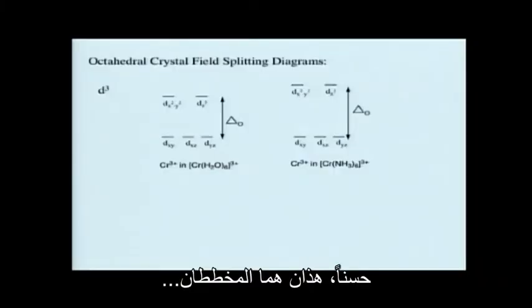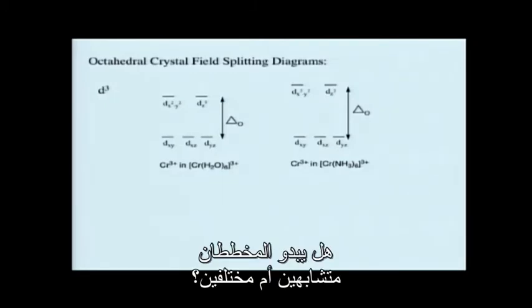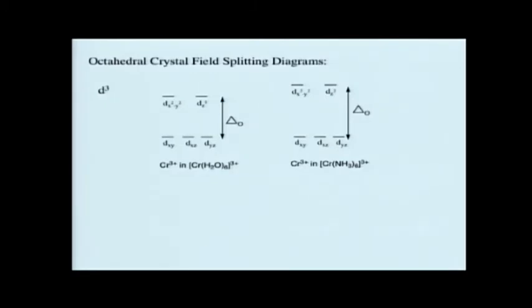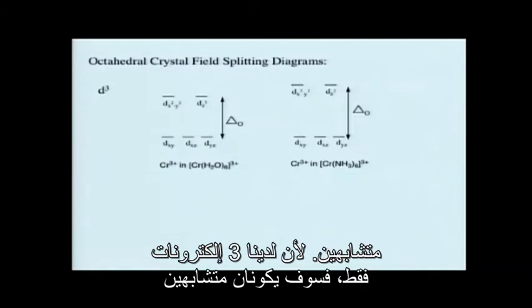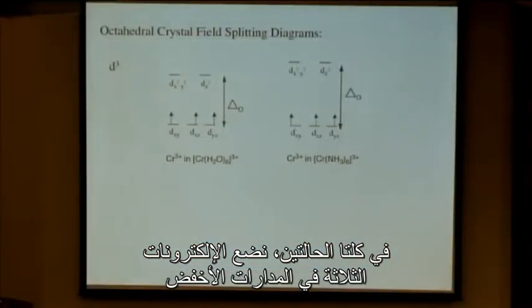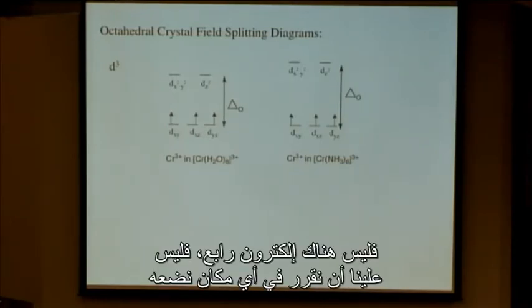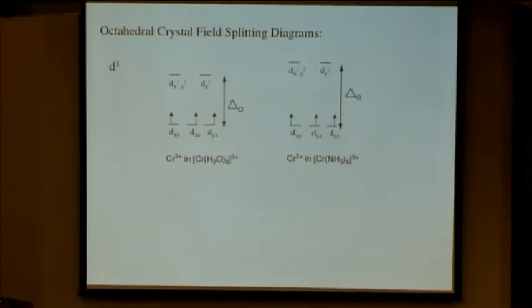All right, so here are two diagrams, one with a big splitting energy and one with a smaller splitting energy. Are the diagrams going to look the same or different? The same. We only have 3 electrons, so they're going to be the same. In both cases, we put the 3 electrons in the lowest orbitals, and then there's no decision to be made because there isn't that fourth electron, so we don't have to decide which place to put it.